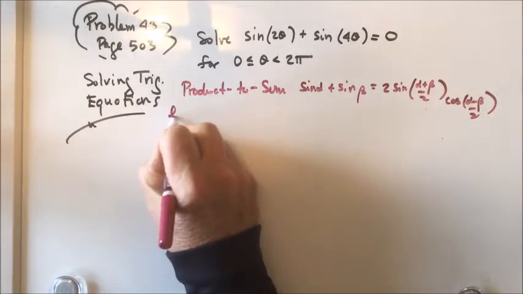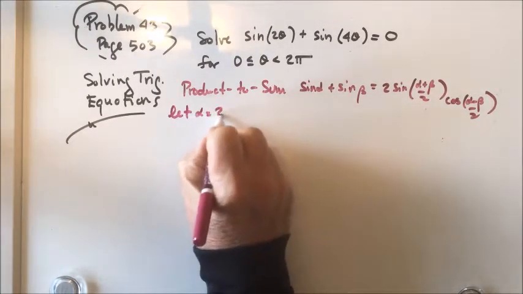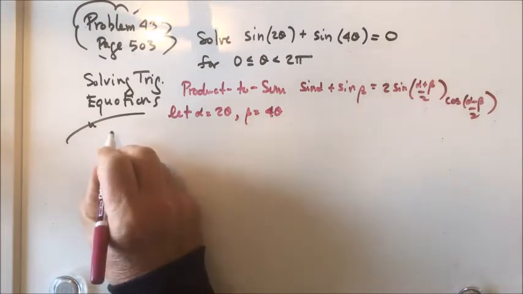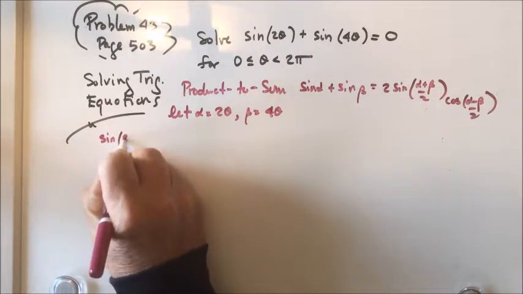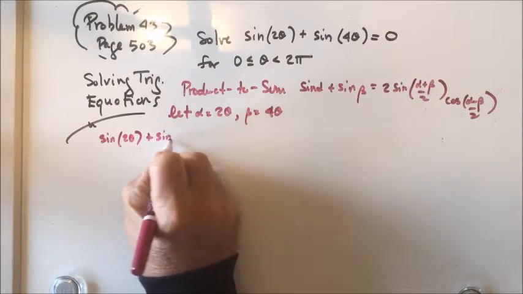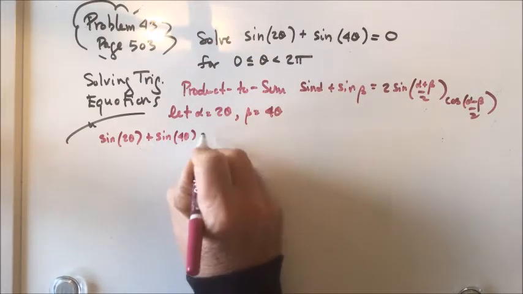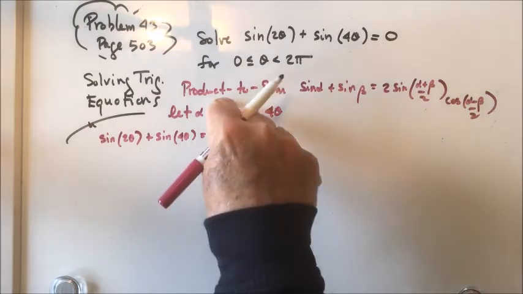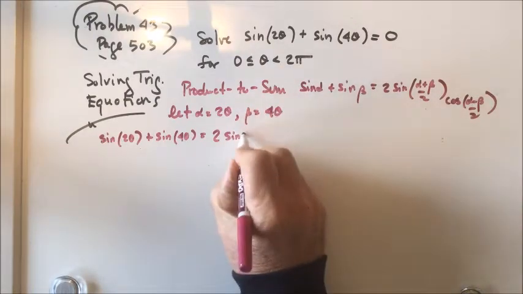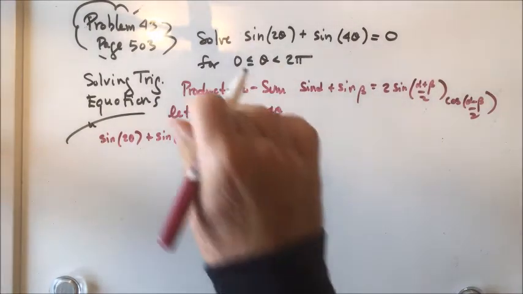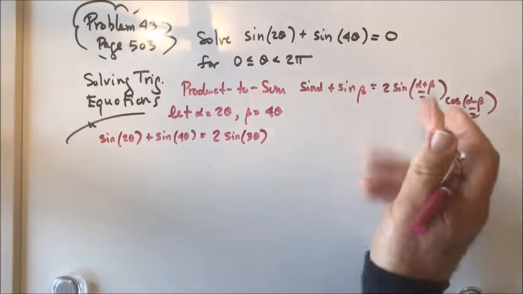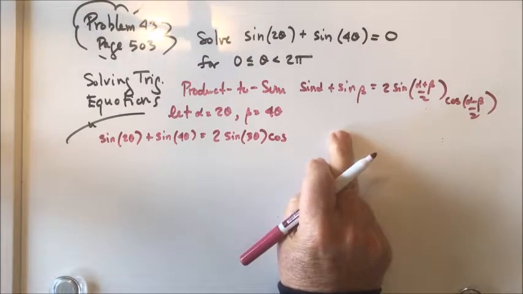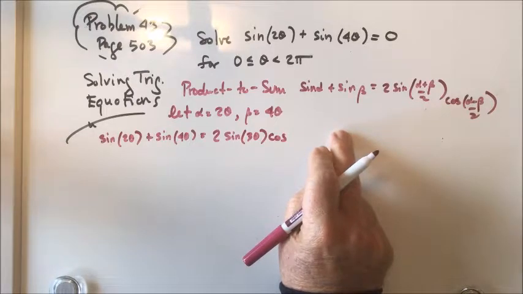So let me assume that alpha is equal to 2 theta and beta is equal to 4 theta. Inserting that, sine of 2 theta plus sine of 4 theta, sine of alpha plus sine of beta, is 2 times the sine of alpha plus beta over 2. Alpha plus beta is 6 theta, divided by 2 is 3 theta, times the cosine of alpha minus beta.